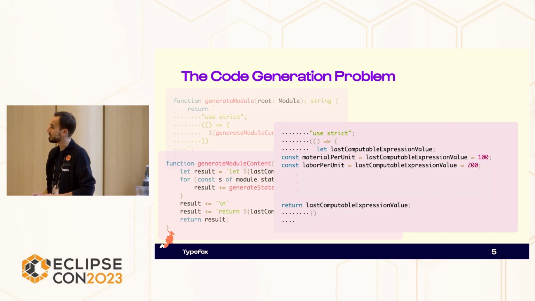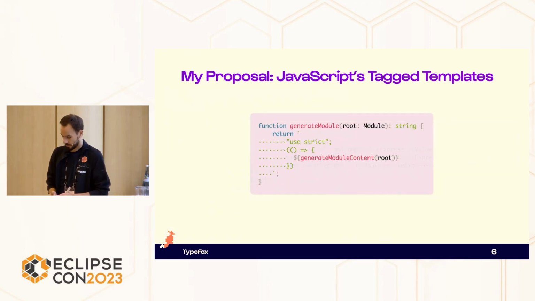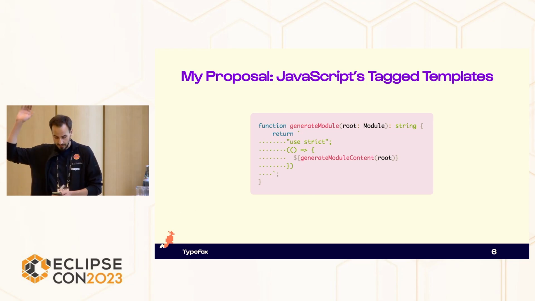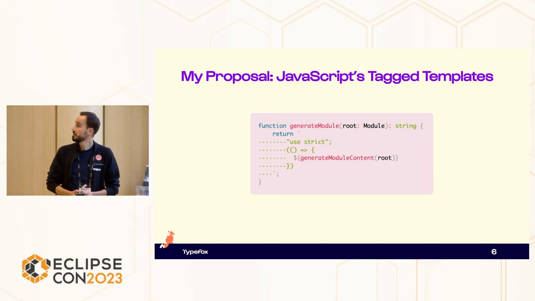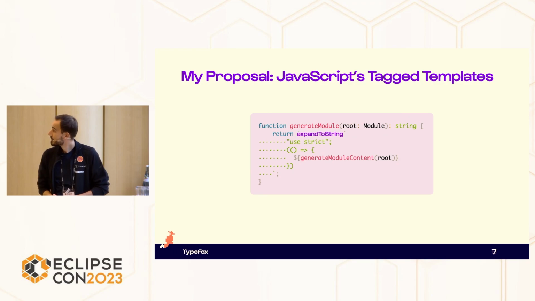And there is something quite fortunate: JavaScript in this case has not only these classic template expressions, but it has one more thing. It has so-called tagged templates. So I have an idea. Let's use these tagged templates to build our code generator.